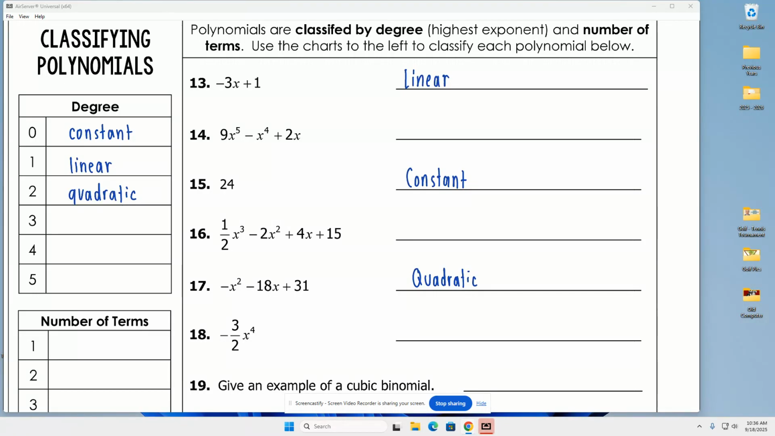Next, if my biggest exponent's a 3, that's x cubed. What do you think it's called? It's called cubic. Do I have any up here to the right where your biggest exponent is a cube? Number 16 is cubic.